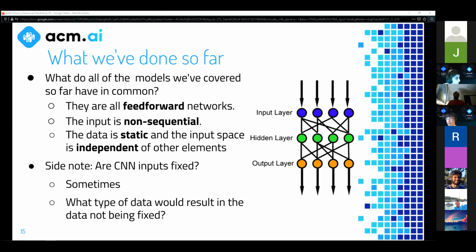What type of data would result in the data not being fixed? Can you guys think of examples where, in the problem space we're trying to solve, you would need more than one time step in order to make the prediction? You guys can mute and ask or talk about this.